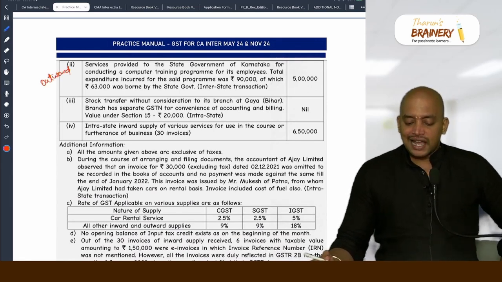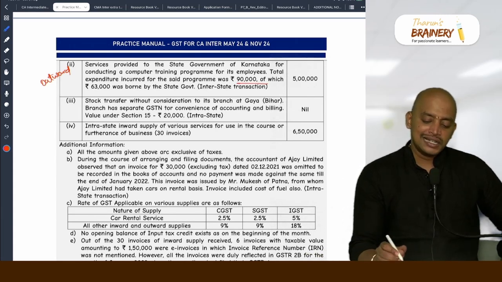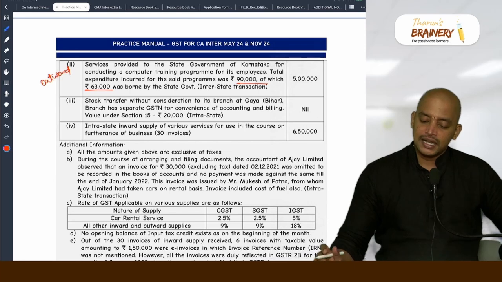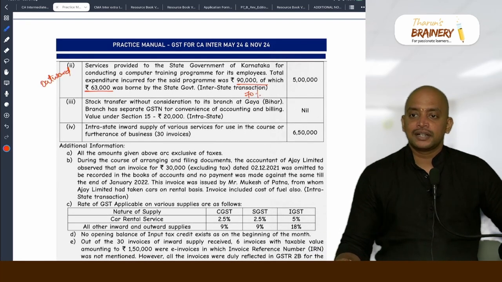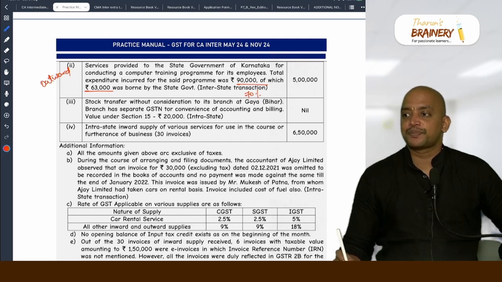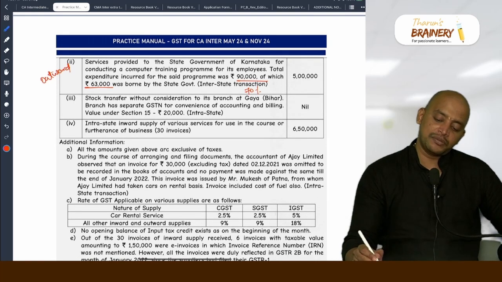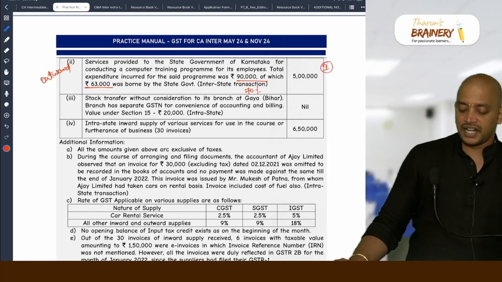For conducting a computer training program for its employees, total expenditure incurred for the said program was 90,000, of which 63,000 was borne by the government. How much is 63,000 over 90,000? 70%. There is one exemption, hope you remember. Training program of the government where at least 75% of the expenditure is borne by the government, then it is exempted. In this case, it will not be exempted, it will be taxable because the training expenditure is only 70%.